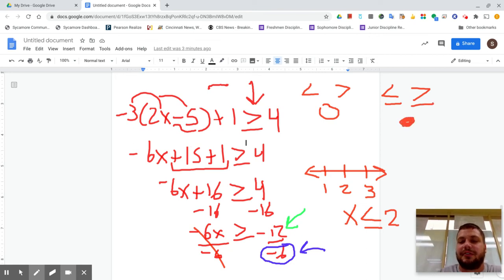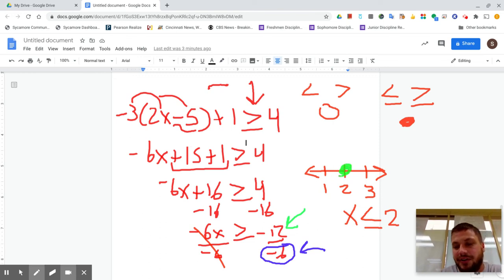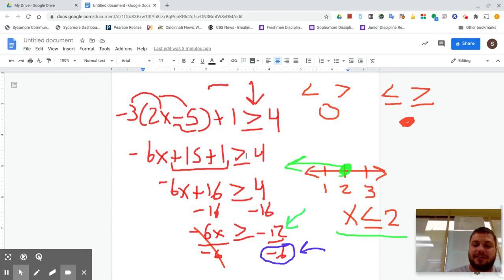Okay, so this is less than or equal to. So here I'll switch colors, make this a little easier to see. So that's a closed circle on my answer number of 2. And where are the numbers, x's, that are less than 2? The numbers that are less than are to the left. Okay, fairly simple.